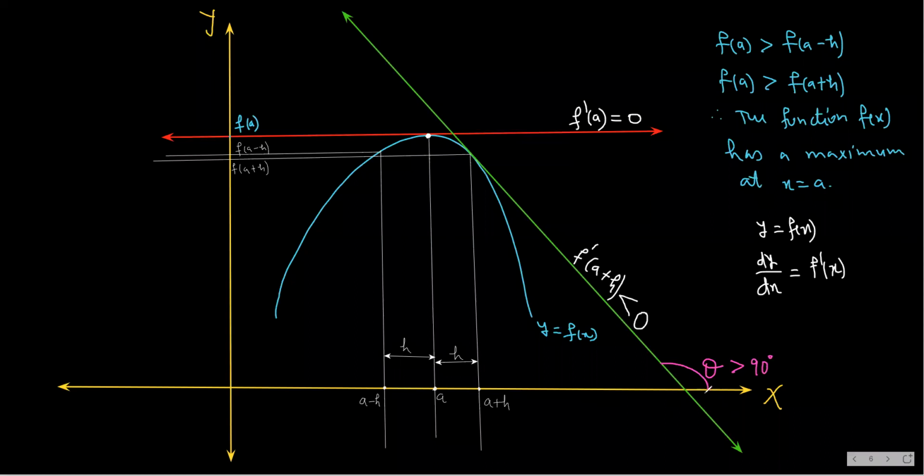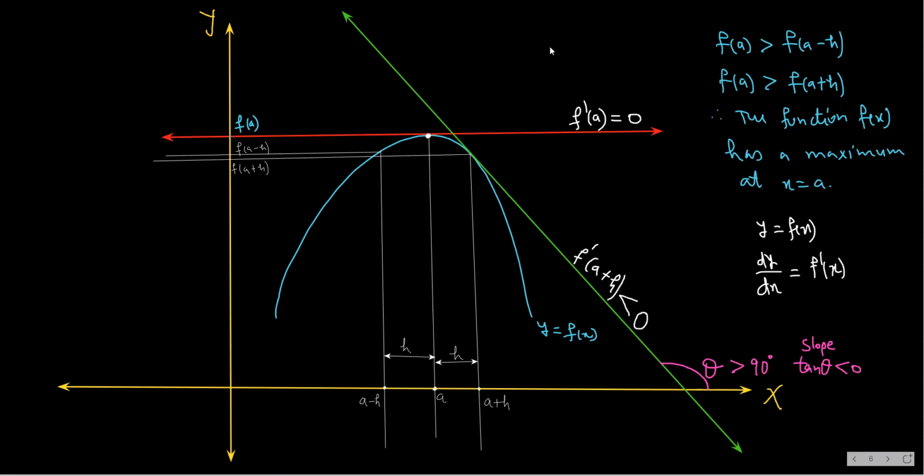If you have the inclination of a line, its slope is given by tan theta. So tan theta would be the slope. But you see that this theta is greater than 90 degrees. So tan theta will be lesser than 0. Slope is lesser than 0. For this line, the slope is lesser than 0. F dash a plus h is lesser than 0.